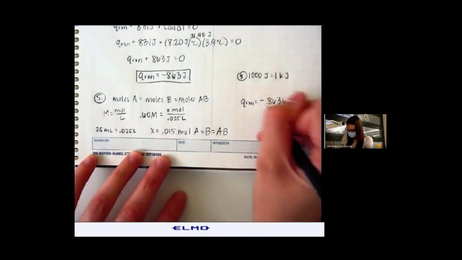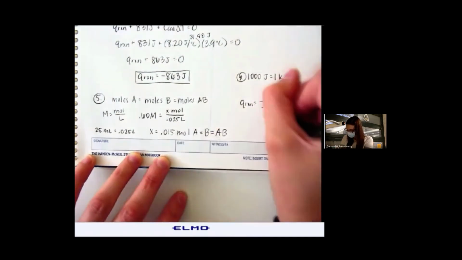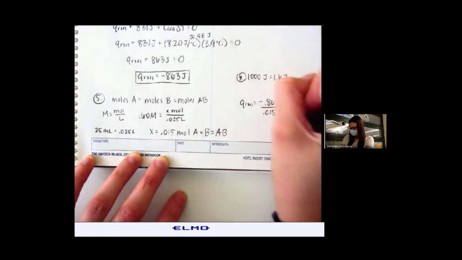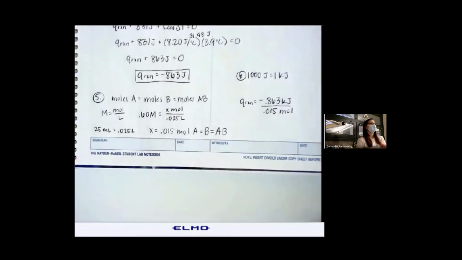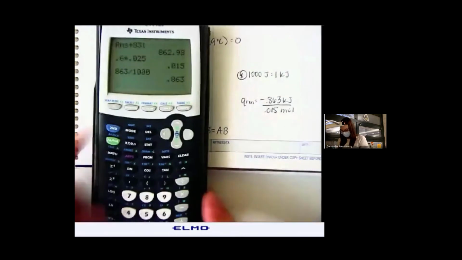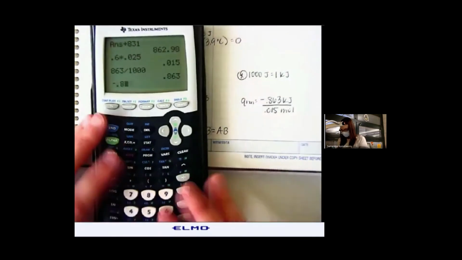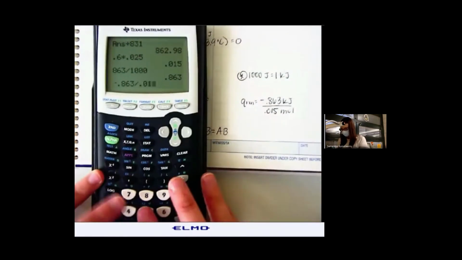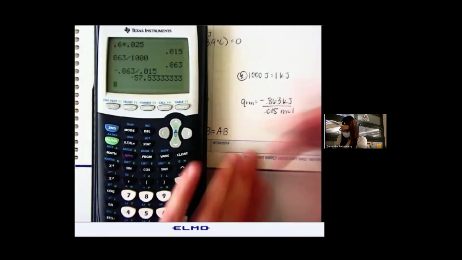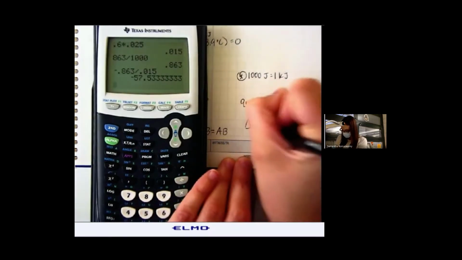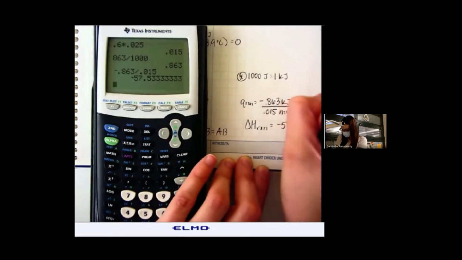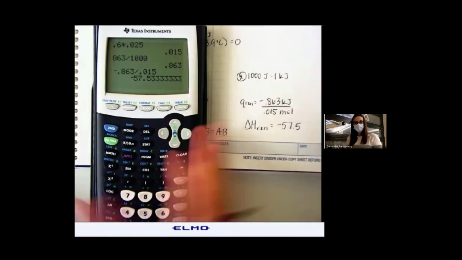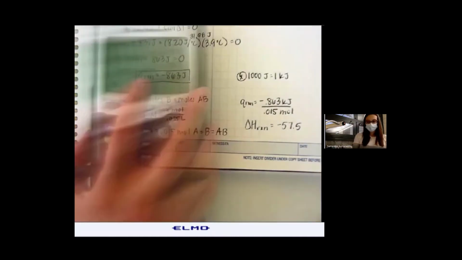So here's Q. If I divide by moles, that puts it from Q to delta H. So if I do negative 0.863 divided by 0.015, delta H of reaction now becomes negative 57.5 kilojoules per mole.